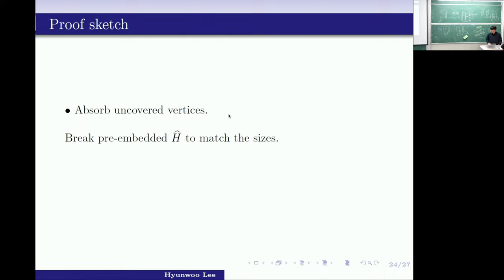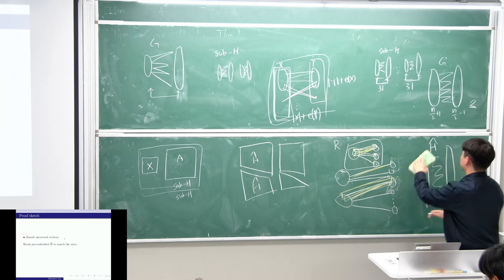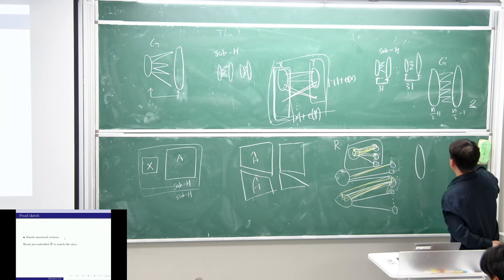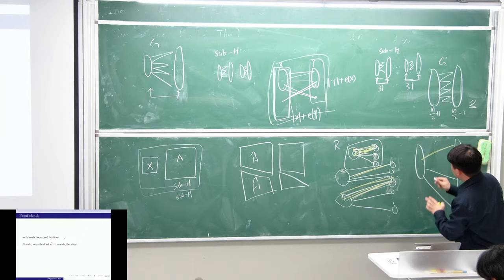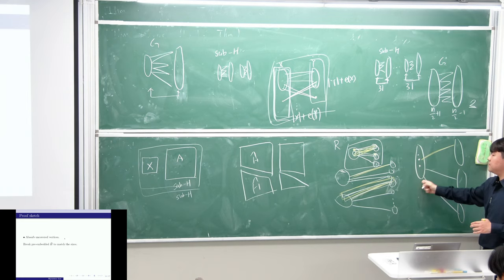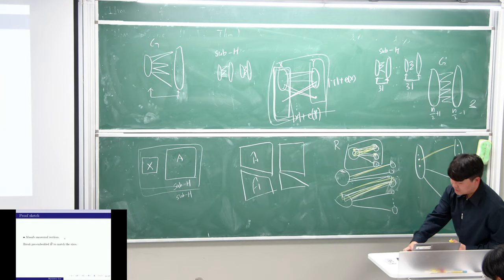Then now we have to use this pre-embedded edge H. So now consider that for each component, each part, let's focus on this one. So this is a slide, and this is like this. In this part, let there be three uncovered vertices, and in total in here there are five uncovered vertices in this part. Let us assume. Then what we want to do is absorb these vertices by using a sub-edge absorber.